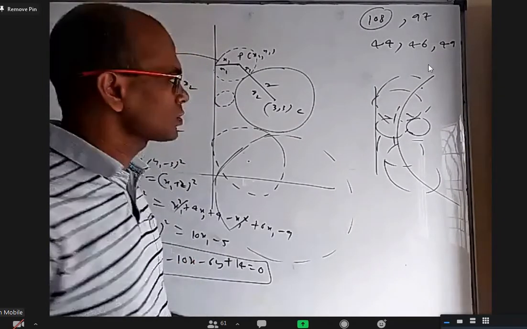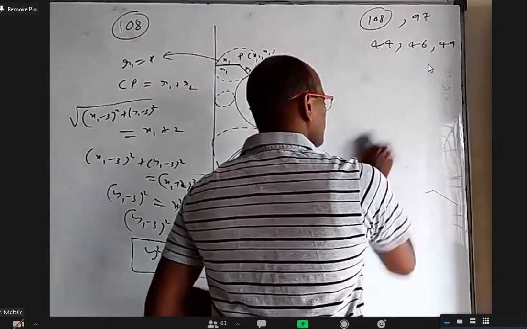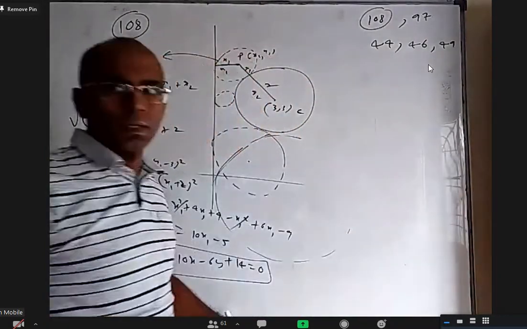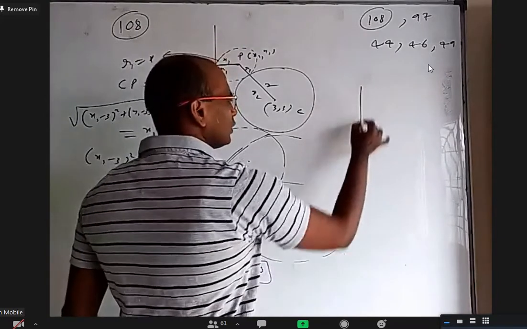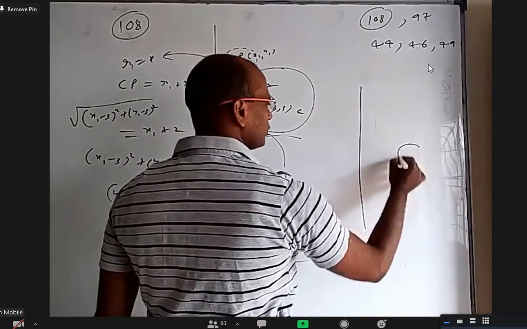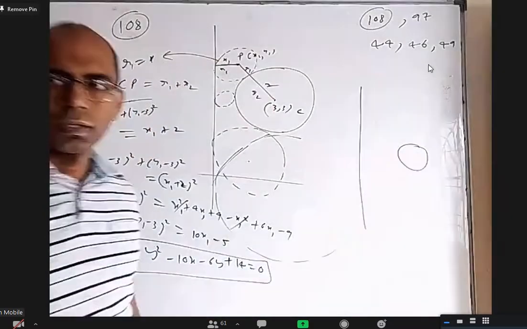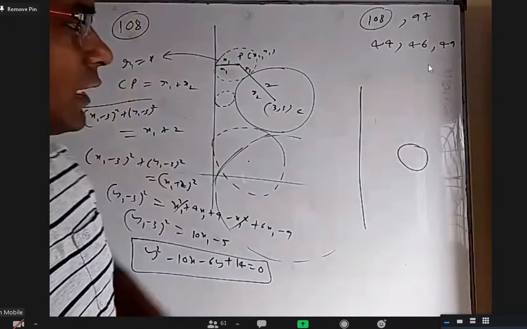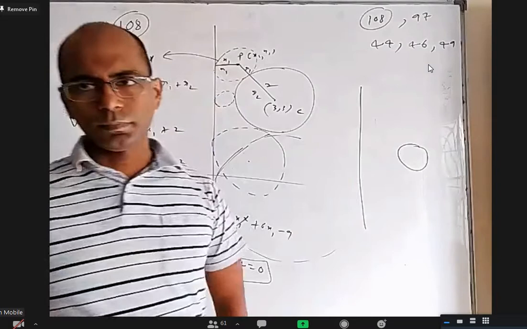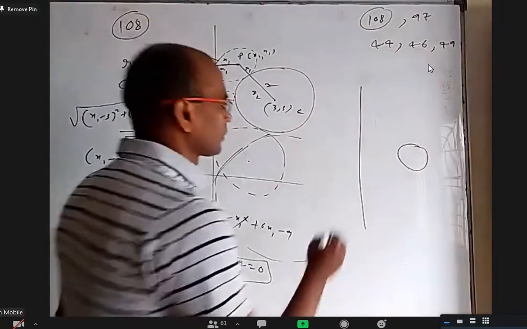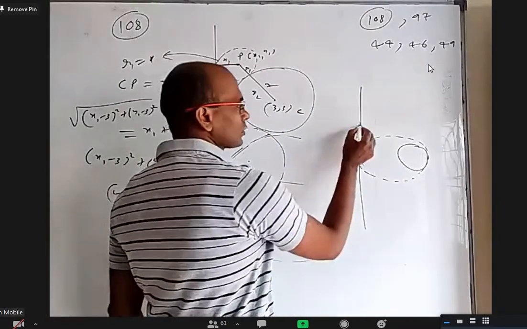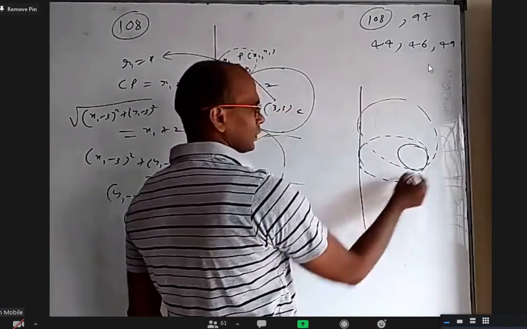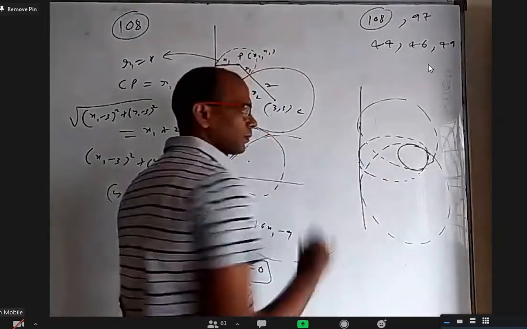Okay, I'm erasing this. Here they said specifically externally. I could have said internally, that's also possible. Let's say I have a line and a given circle. Is it possible to have a circle touching this one internally and touching this line? Yes. They will be like this. You can see it touching internally and touching this. They can be like this, and they can be like this.